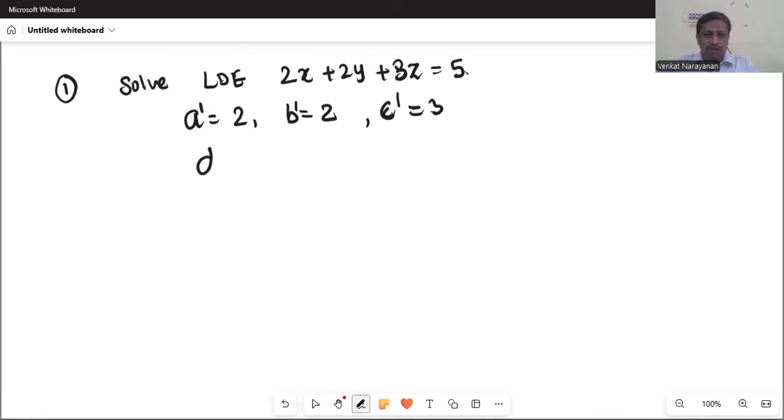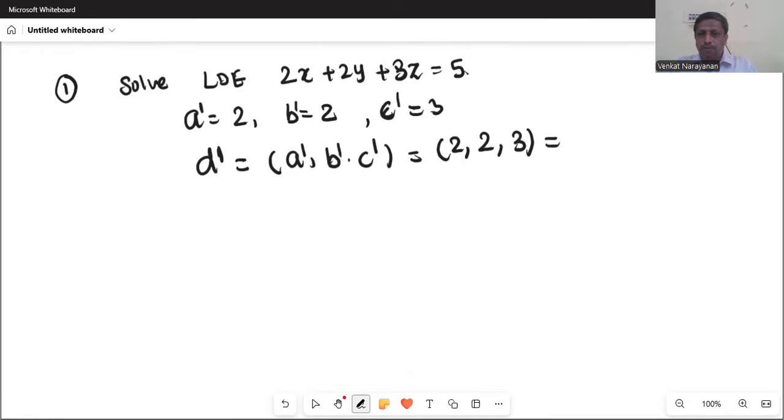Now, what is the d dash? d dash is the GCD of a dash, b dash, c dash. So what is your answer? The GCD of 2, 2, 3 is equal to 1, because 2 is a prime number and 3 is a prime number, so the answer must be 1. Now, we can reduce the problem from 3 variables to 2 variables.